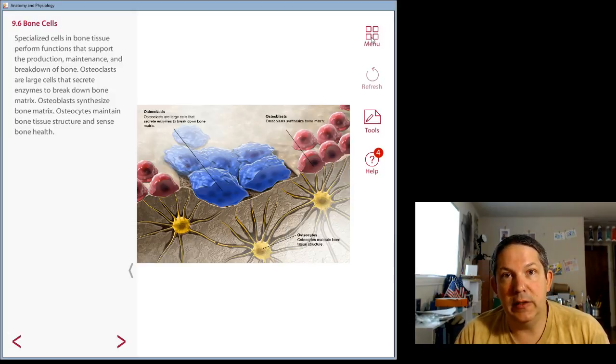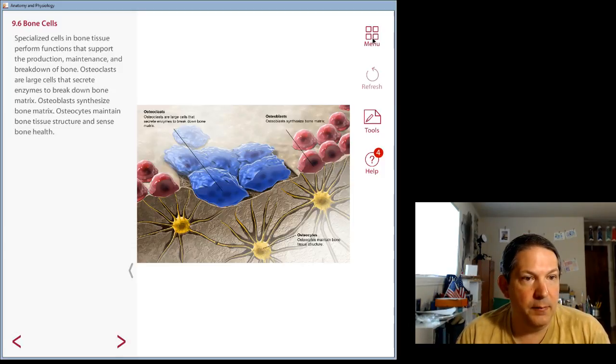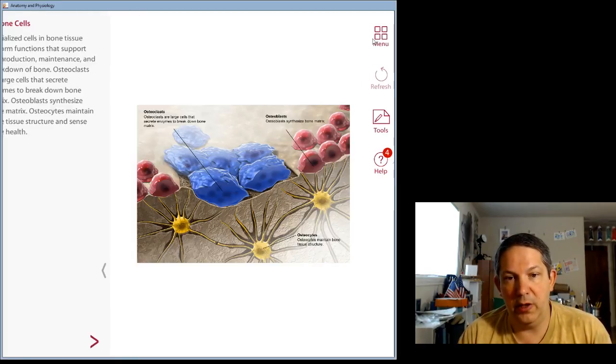So some people are studying that, trying to figure out, hey, can we use this for bedridden patients? Can we use this for astronauts? That sort of thing. So the osteoblasts put down new bone tissue. They'll eventually build around themselves to the point of becoming osteocytes.